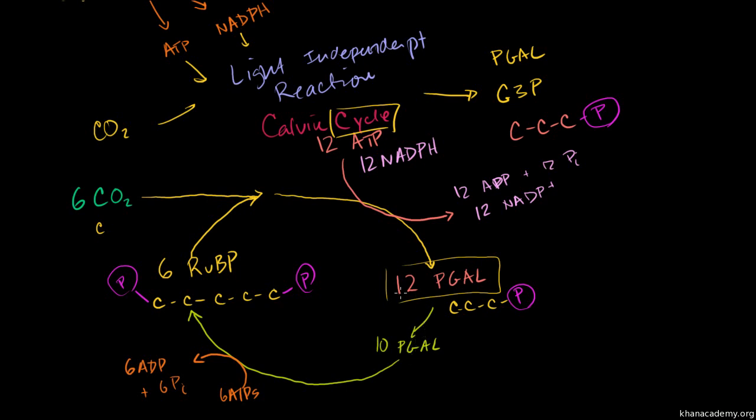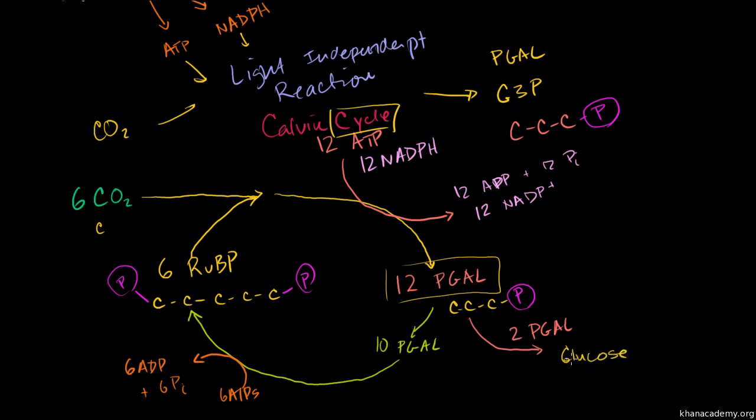Well, I only used 10 out of the 12. So I have 2 pGals left. 2 pGals left, and these can then be used. The reason I used 6 and 6 is so that I get 12 here and I get 2 here. And the reason I have 2 here is because 2 pGals can be used to make a glucose.